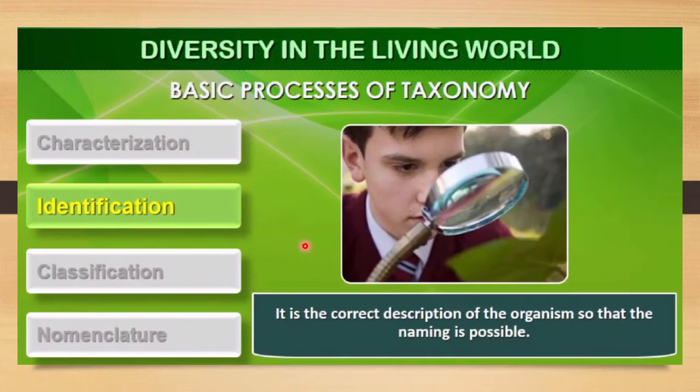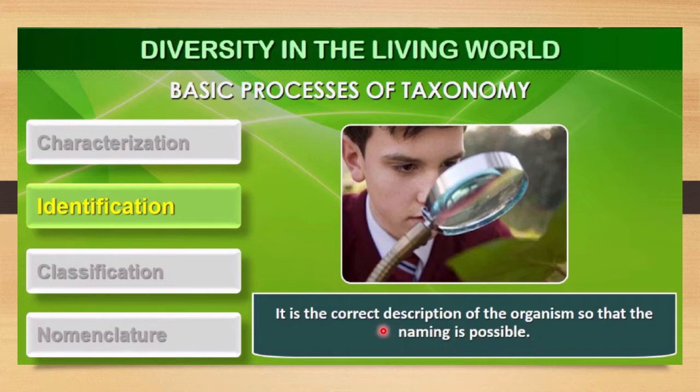The second basic process of taxonomy is identification. We have to identify according to the characters present on that particular organism. So it is the correct description of the organism so that naming is possible. Very basically, we can identify whether it is a plant or an animal first. Based on the correct description, we can consider a plant as a plant and an animal as an animal; we cannot confuse between them. This step is called identification, so that naming is possible, and only after that can we give the names.